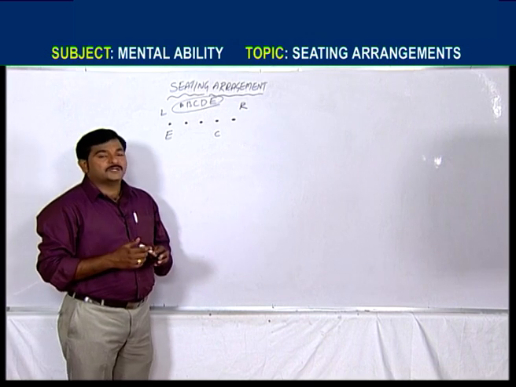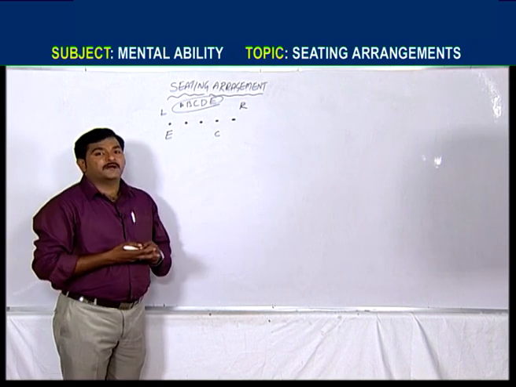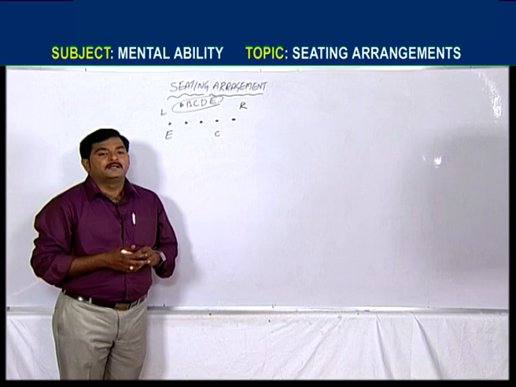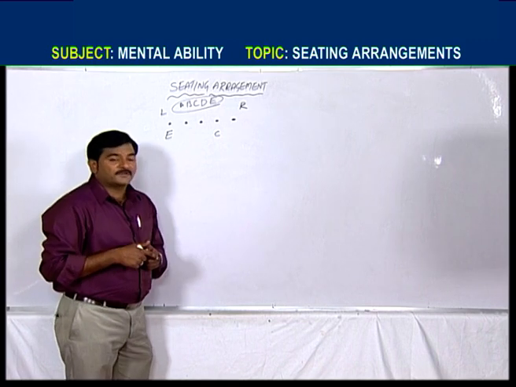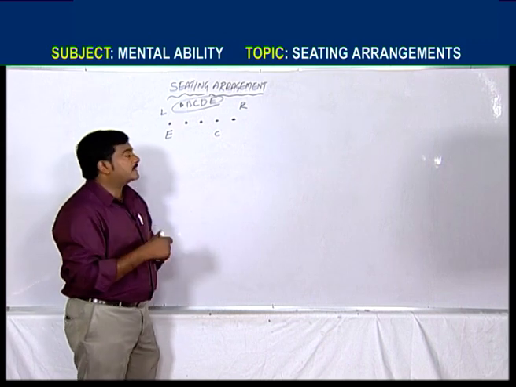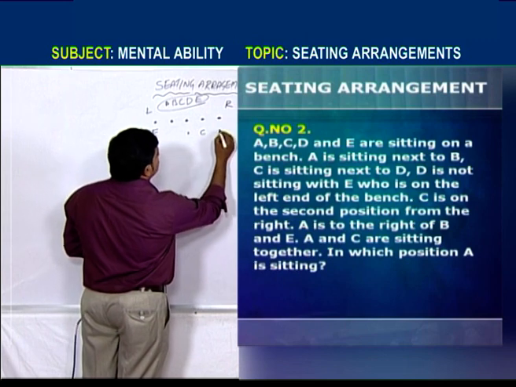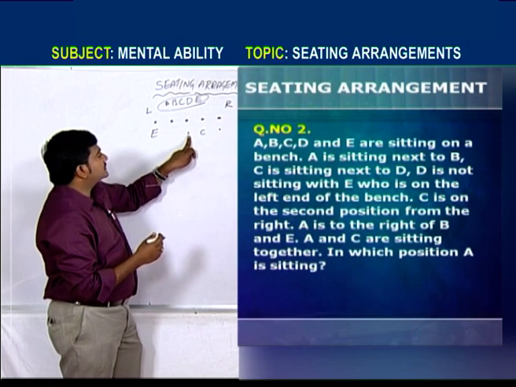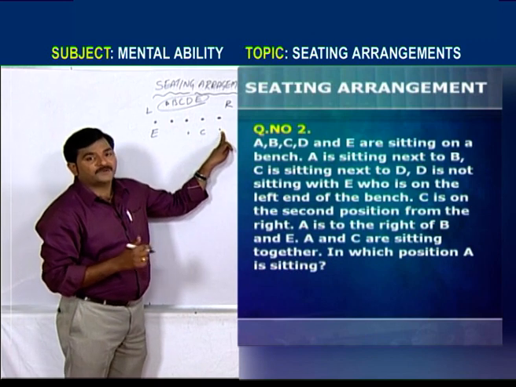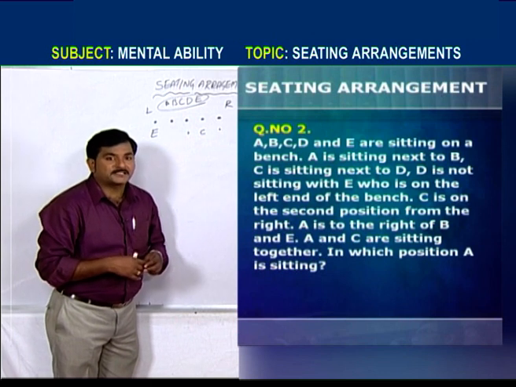A is to the right of B and E, and A and C are sitting together. See, that is also one beautiful concept. A and C are sitting together means I know the position of C. So here A may sit or here A may sit. In both the cases what can we say? This position is for A and this position also for A. In both the cases A is sitting with whom? A is sitting with C only.